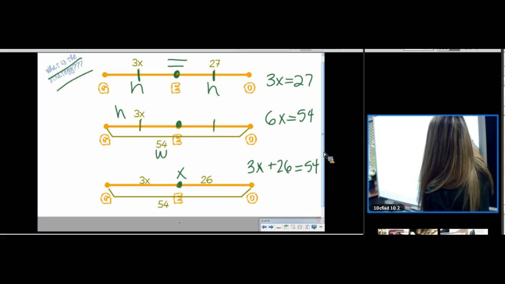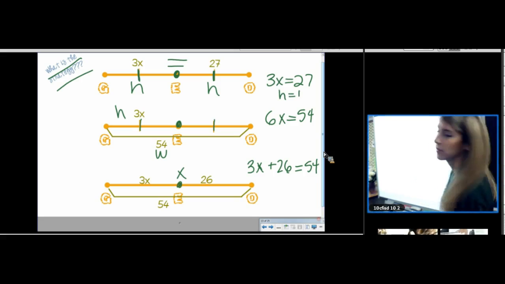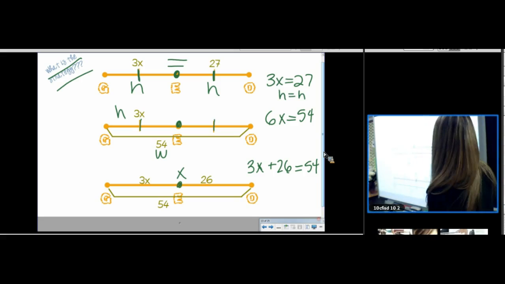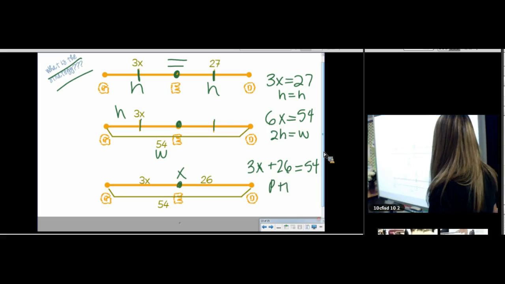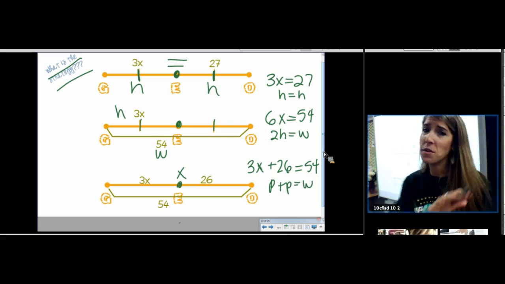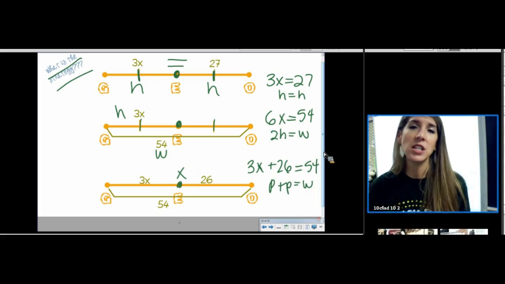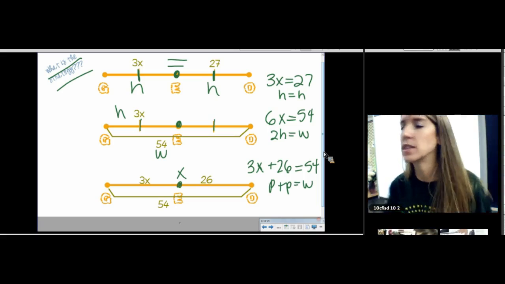So let's summarize what we did. On the first one, we said the half equals the half. On the second one, we doubled the half so that it would equal the whole. And on the third one, we did part plus part equals whole. And if you can keep track of those 3 strategies, you can solve any of these. Let's go. Let's do it.